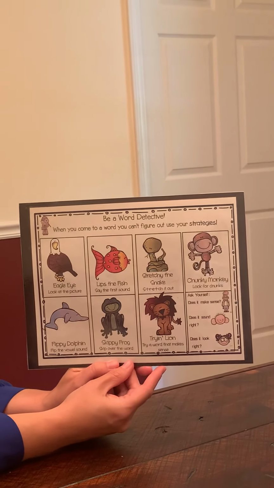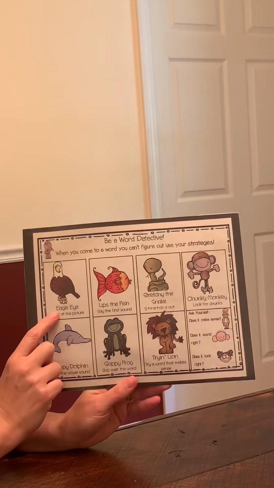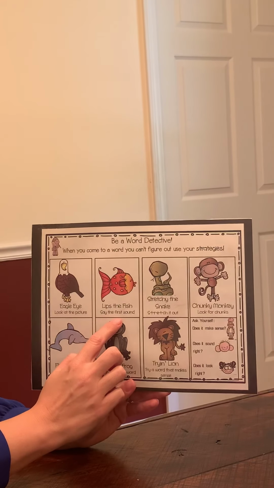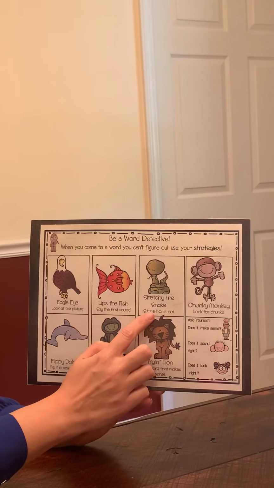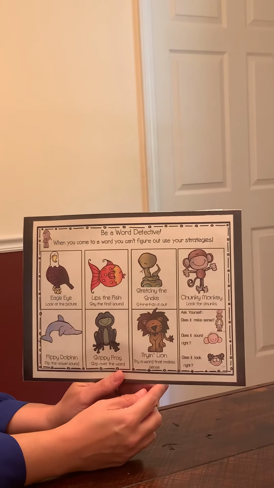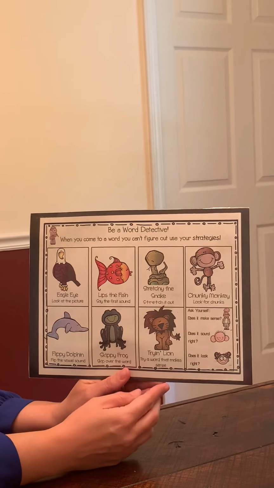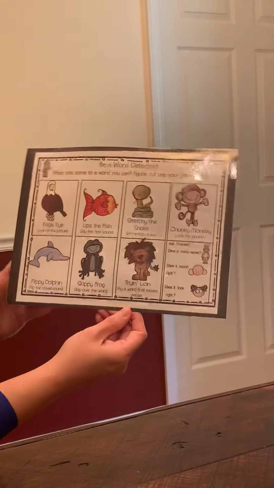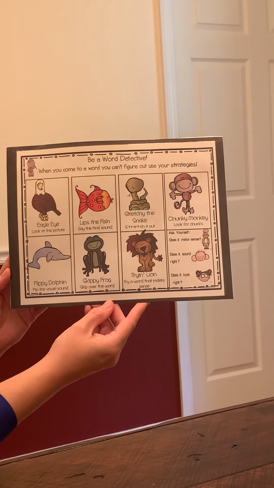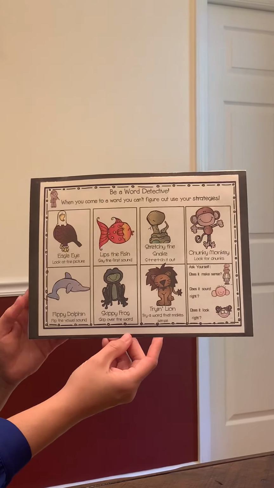So remember to think about eagle eye and look at the picture for clues when you come to an unknown word. Remember, lips the fish, say the first sound. Stretchy the snake reminds us to stretch the word out. Chunky monkey reminds us to look for chunks in the word, break the word apart, and read the parts. Flippy dolphin says to flip the vowel sound. So remember, vowels can make different sounds, and you may have to try different sounds to figure out your word.